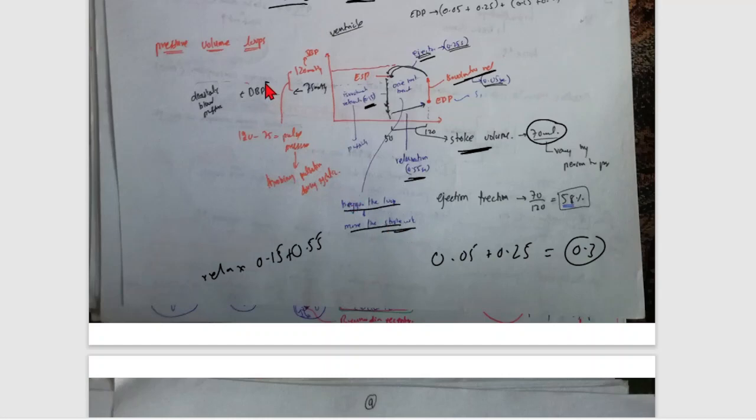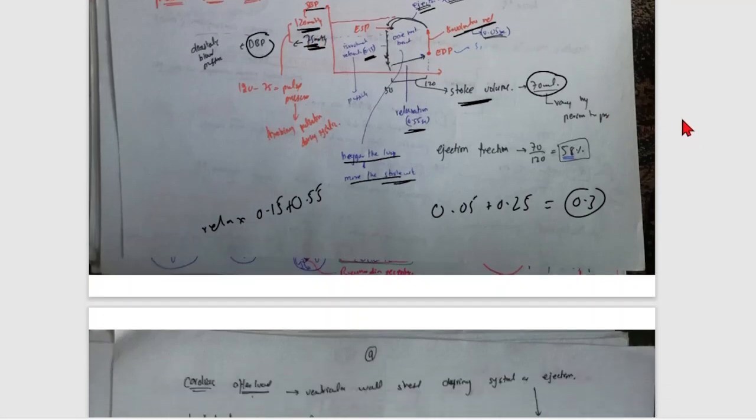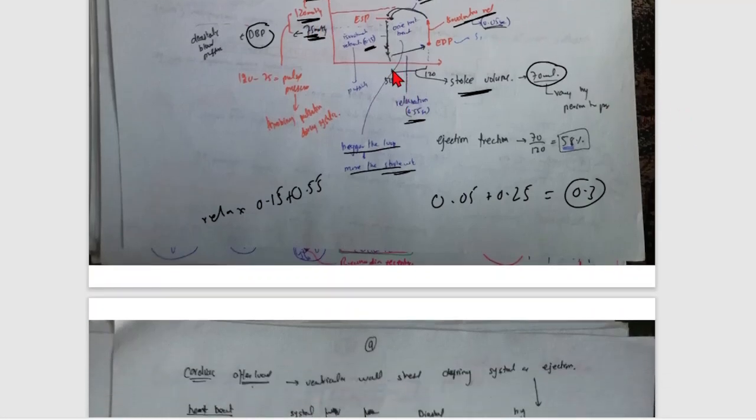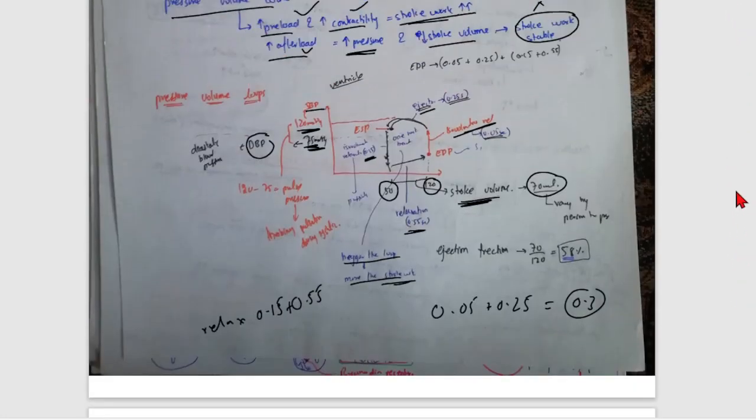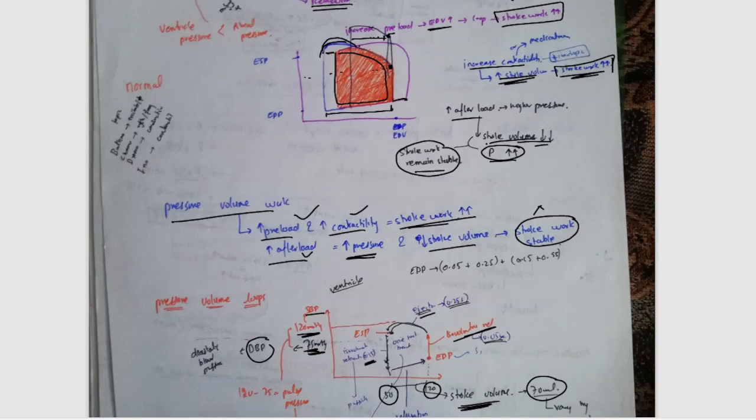And what is the diastolic blood pressure? Diastolic blood pressure is actually the pressure, this is diastolic blood pressure. Diastolic blood pressure is 75 mm of Hg, and systolic blood pressure is 120 mm of Hg. Okay, and end systolic volume is 50 and end diastolic volume is 120, and between them the stroke volume is 70. Okay, now we have explained this loop, the pressure volume loop, so you will understand it carefully.